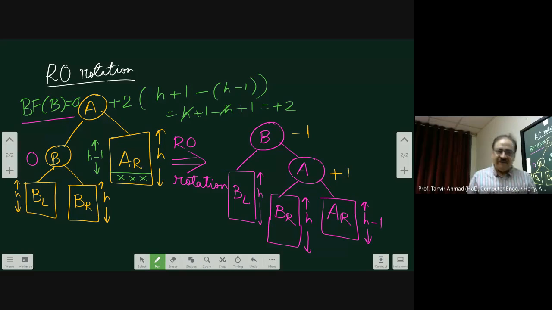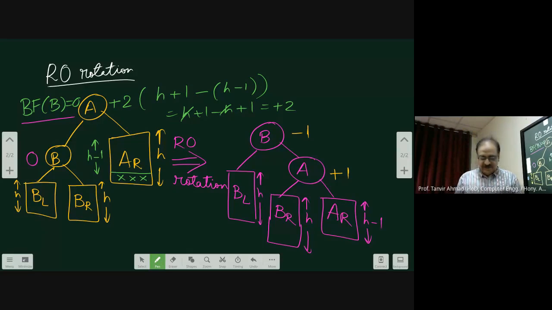Because the height of left of B is h, the height of right of B is h plus 1. Why h plus 1? BR is h, plus A will give you h plus 1. Therefore, it is minus 1. The height of A will be h minus 1, plus 1. And now this is the rotation of the cases. Is it clear to you?